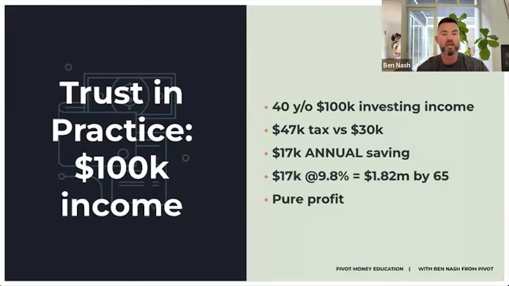Now, I did a little example here to show if you were to invest $17,000 a year for a 40-year-old today, by the time you got to age 65, you're looking at having, just based on the long-term share market return, 9.8%, you'd have about $1.8 million. So that's the power of a trust when it comes to saving tax, and then using those tax savings to further fund your wealth creation.